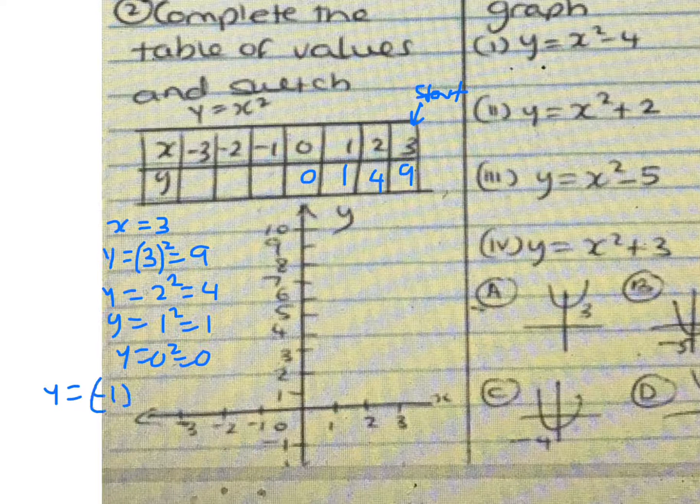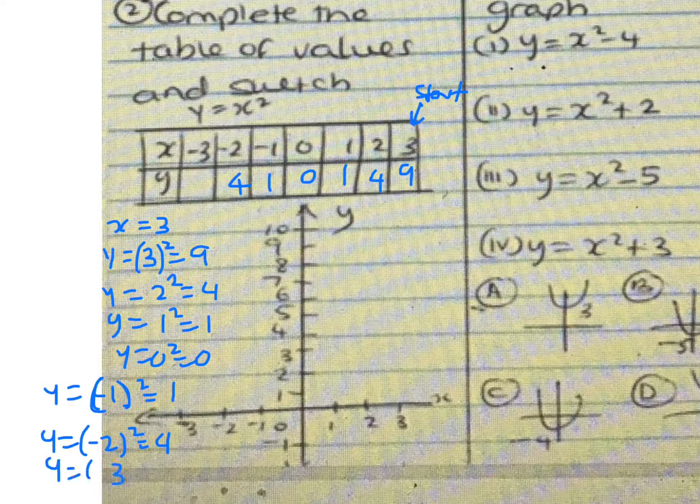Now, when you put in the minus 1 squared, you've got to put the square outside the bracket. That will be 1. Minus 2 squared, which is 4. And minus 3 squared, which is 9. Okay, so see how I do have the square outside the bracket there.